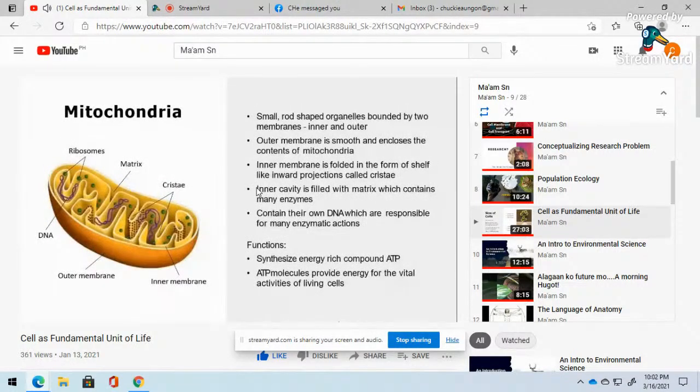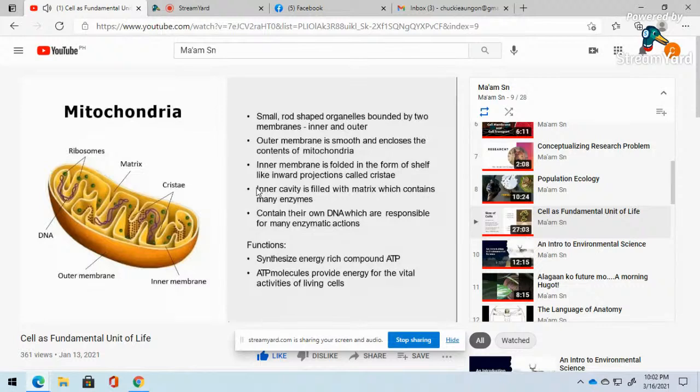For the mitochondria, or the mitochondrion as the singular form, these are small rod-shaped organelles bounded by two membranes. We have the inner and the outer membranes. The outer membrane is smooth and encloses the contents of the mitochondria. The inner membrane is folded in the form of shelf-like inward projections called the cristae. The inner cavity is filled with matrix, which contains many enzymes. They contain their own DNA, which is responsible for many enzymatic actions.